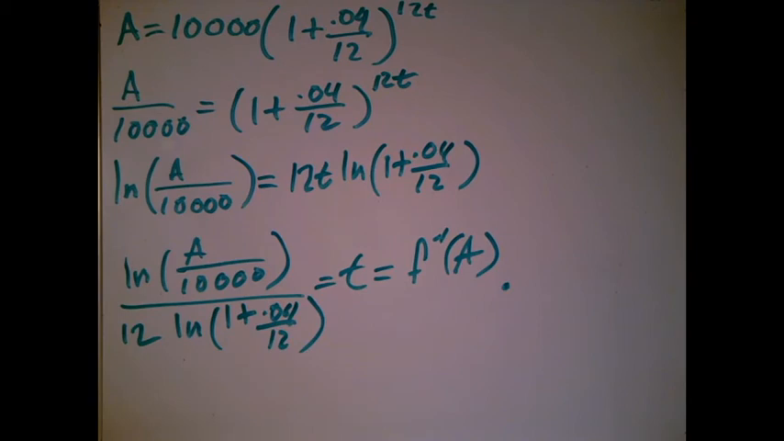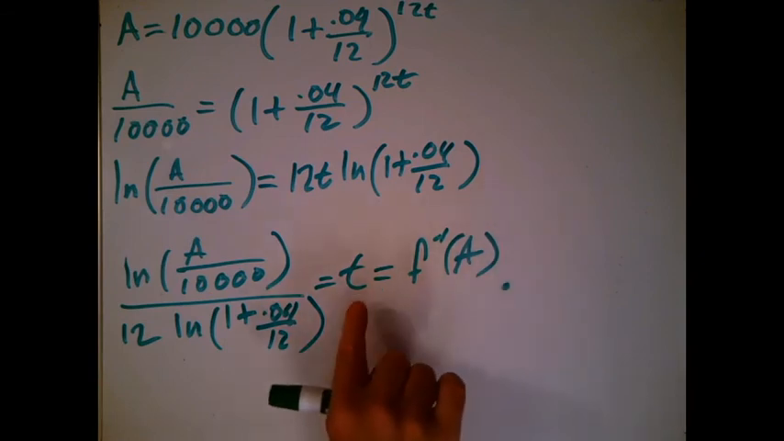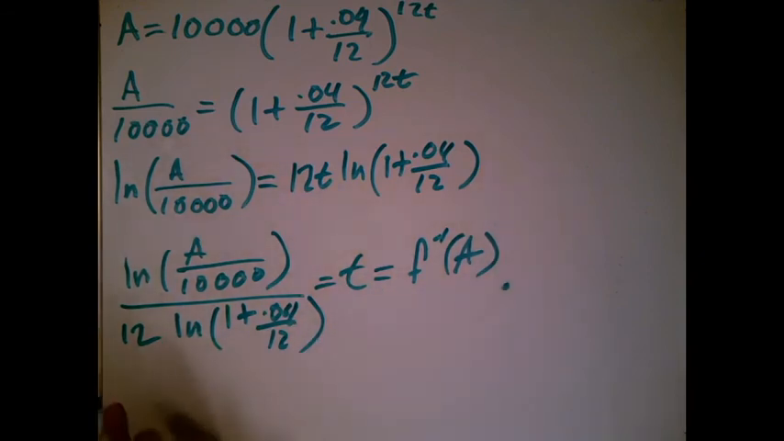A lot of times they'll say switch x and y and solve for y. This notation is better. It just says exactly what we want. We're plugging in the answers and getting the original input, and you can see that that formula is sometimes a mess.